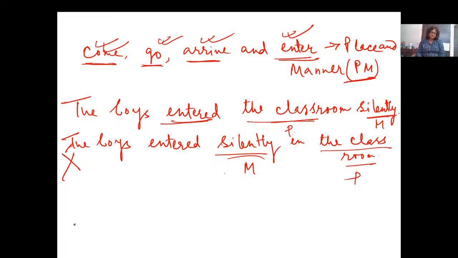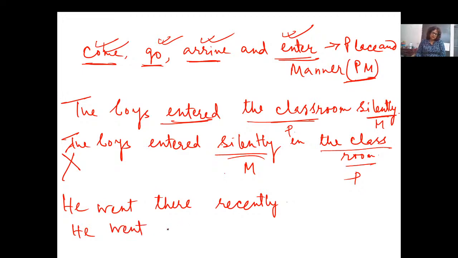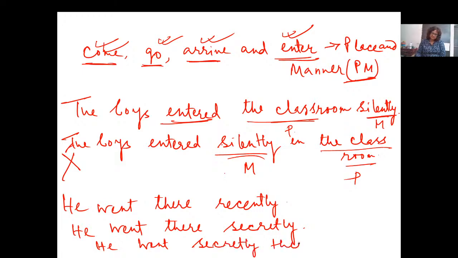Again, take a sentence as an example. He went there recently. Second sentence: he went there secretly. And third sentence, if I write: he went secretly there. Among these three sentences, which will be the correct option? He went there recently. He went there secretly. He went secretly there. Which will be the correct option and which will be the wrong sentence? Can you guess?